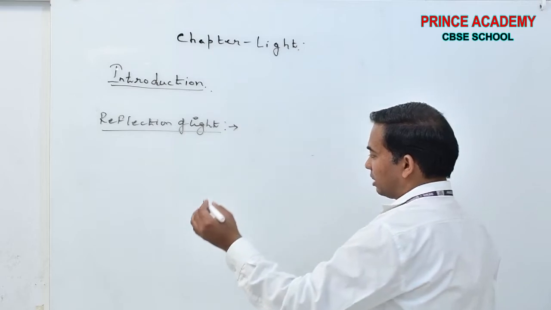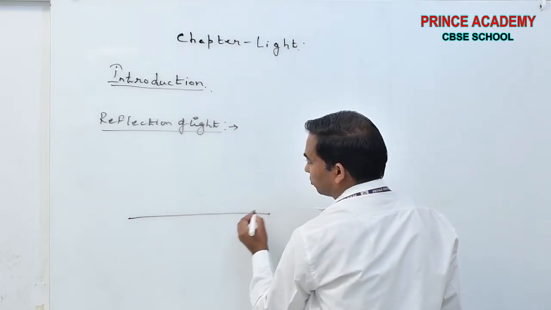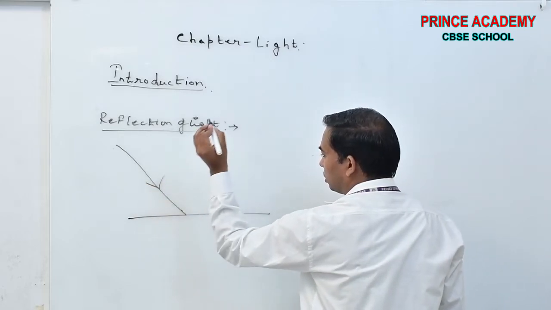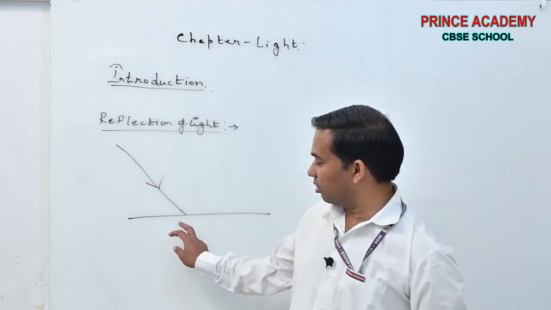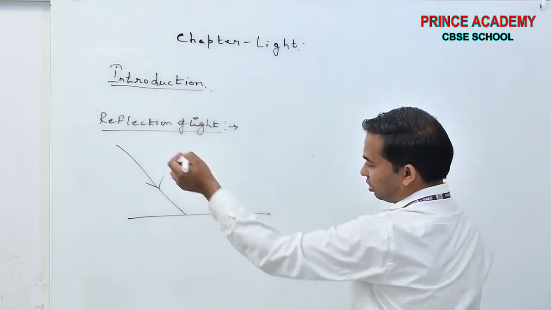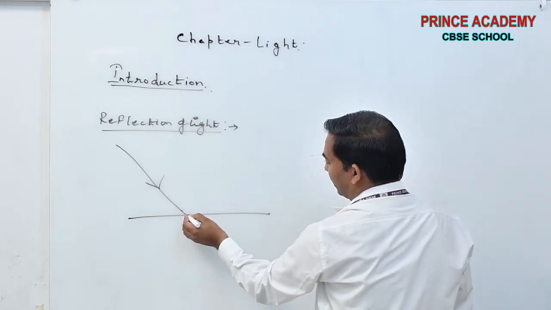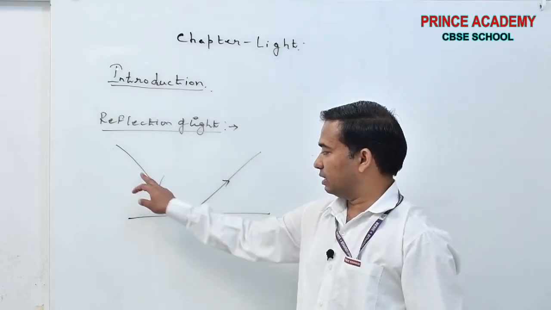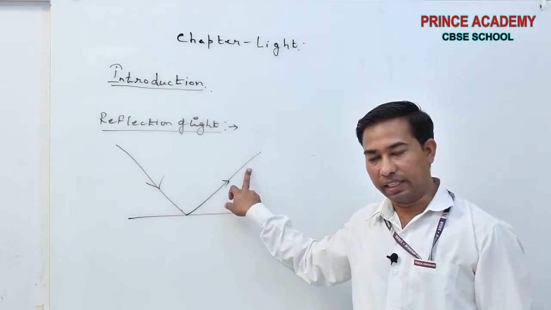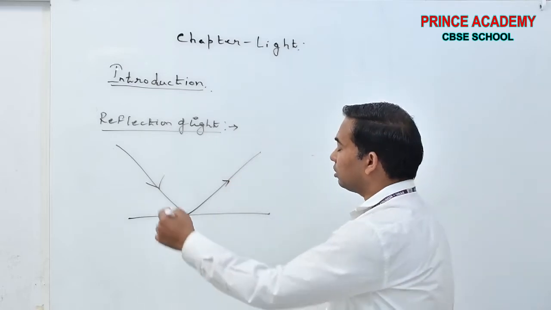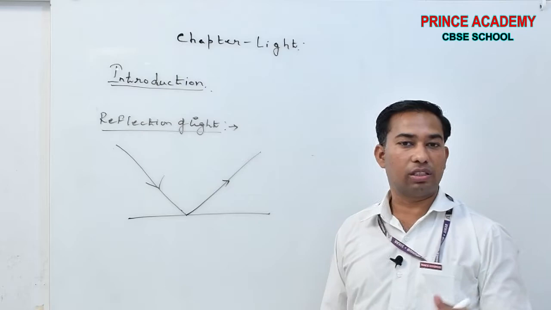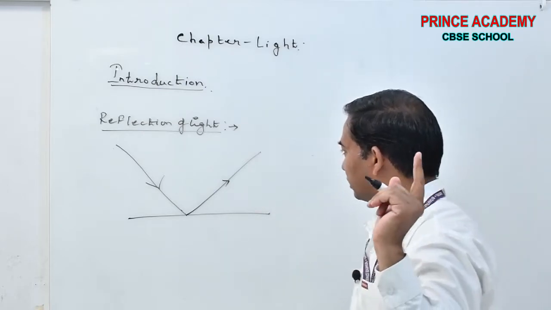How can you see it? The light is incident on a surface and it is reflected. It is called the reflection of light.